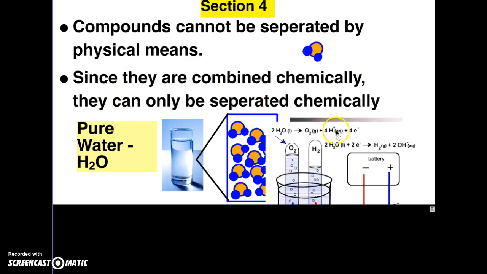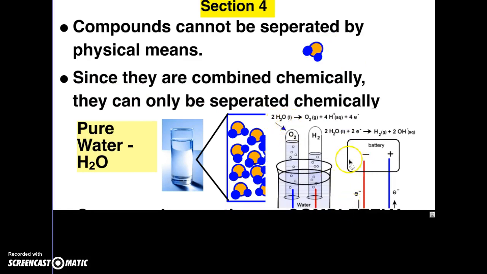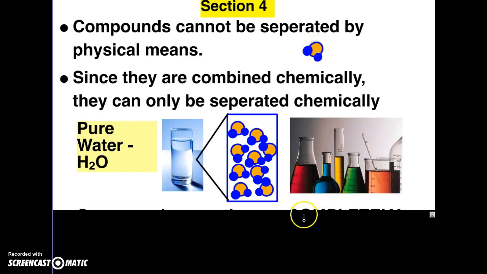There is actually a way to separate the oxygen and hydrogen through a process called electrolysis, but that has to be done with special chemicals and special equipment in a lab. So we would say that water can be separated, but it can only be separated chemically. I can't just do it with my physical body.